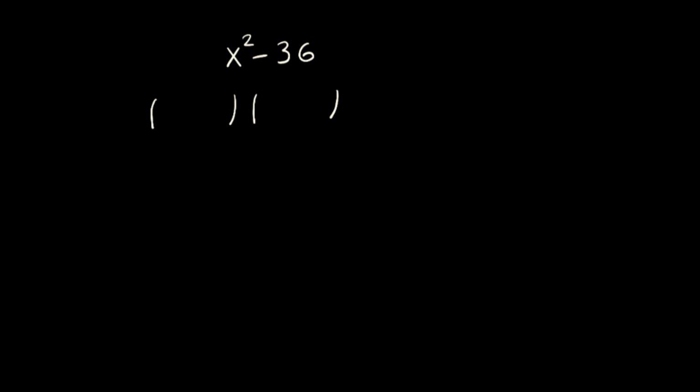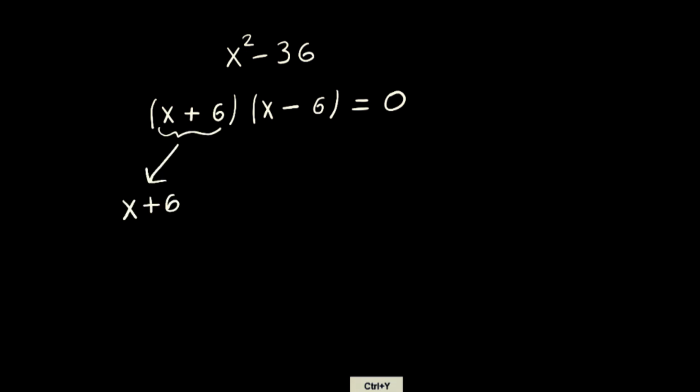The square root of x squared is x. The square root of 36 is 6. So, it's going to be x plus 6 and x minus 6. Now you need to set each factor equal to 0 at this point, and then you can find the value of x. So, we have x plus 6 is equal to 0, and x minus 6 is equal to 0.